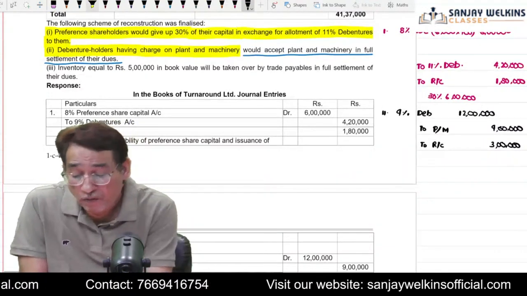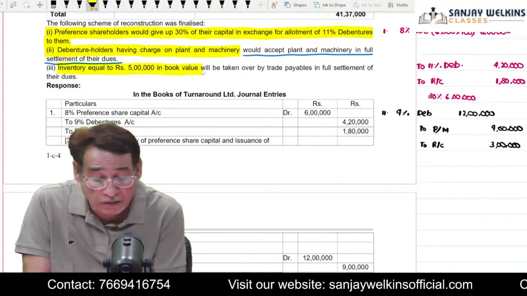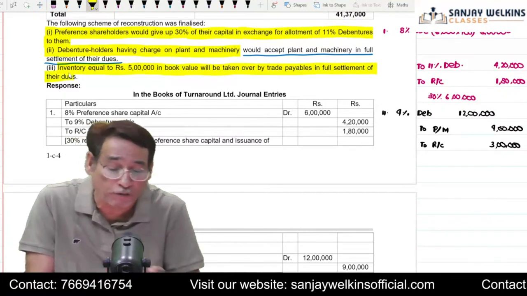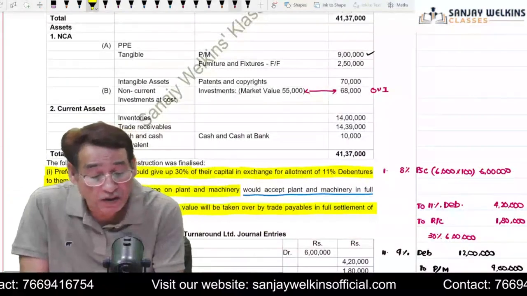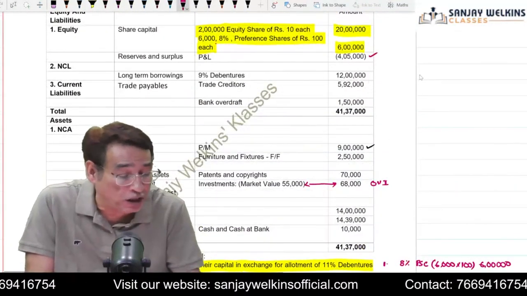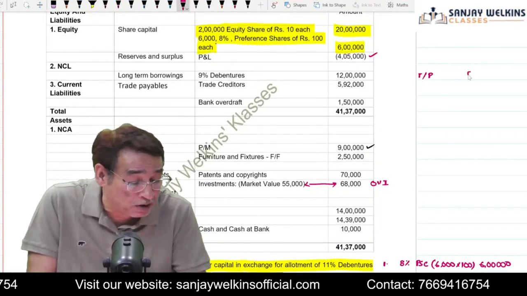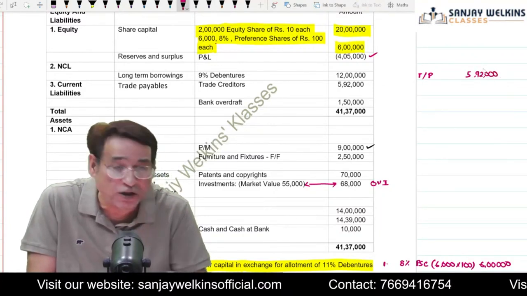Clear? Now, it is also given that inventory equal to 5 lakh in book value will be taken over by trade payables in full settlement of their dues. Now, we can see trade payables. In this particular case, we have seen that trade payables are 5,92,000. So, trade payables account debit 5,92,000. This is the entry you are going to write with respect to trade payables, 5,92,000.